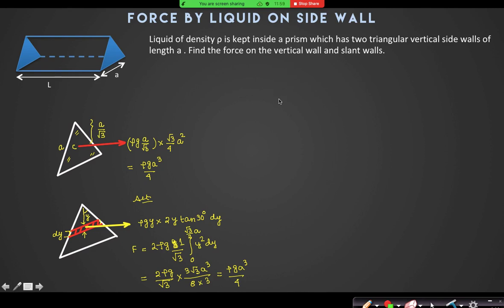Okay, how do I do it? There are two different ways, or actually three different ways. You can integrate and always find your answer. Pressure into projected area, yes, but that is only the horizontal part. I am asking what is the net force on the vertical wall? After we find the horizontal part, we can take it as a component of the net force, and then we'll get the answer. That is one way you can do it.